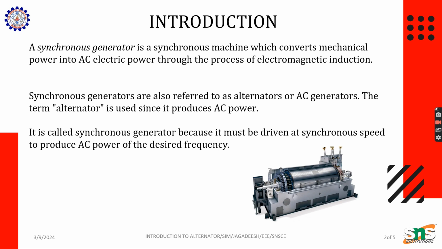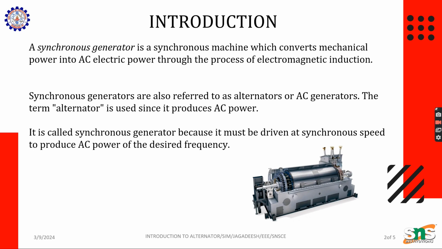So here the synchronous generator is also called an alternator or AC generator. The term alternator came because the synchronous generator actually produces alternating current power. Taking generator and AC, both combined, it is named an alternator. It is called a synchronous generator because the machine will run and produce the EMF at the synchronous speed. Synchronous speed is nothing but the rotating magnetic field speed, that's actually Ns = 120f/P.